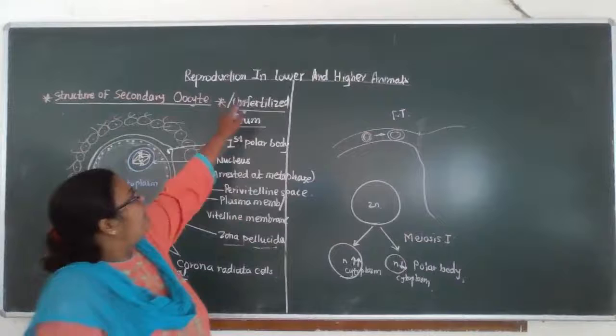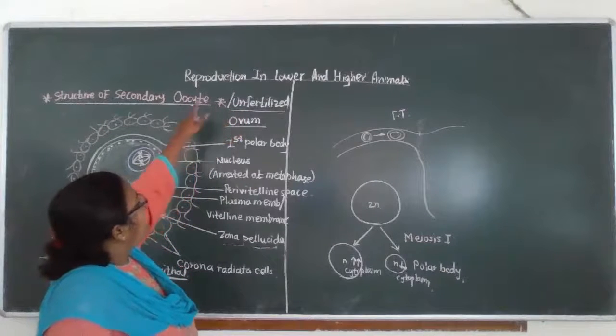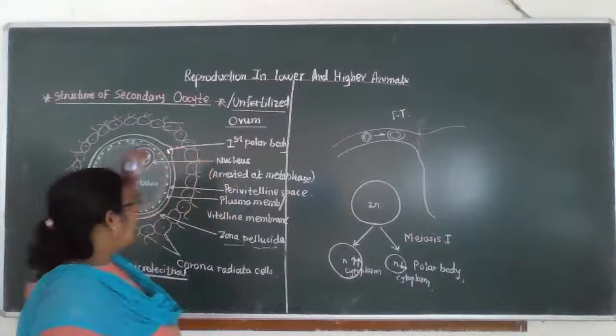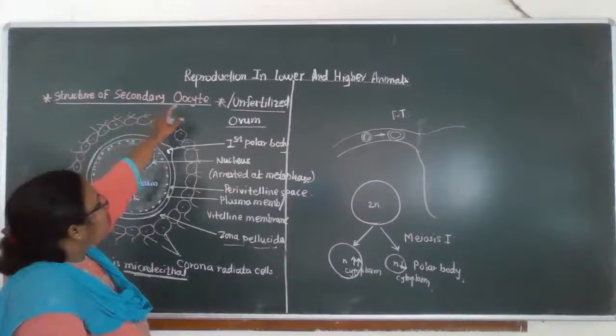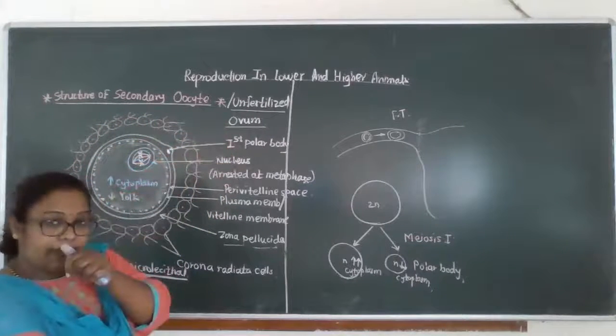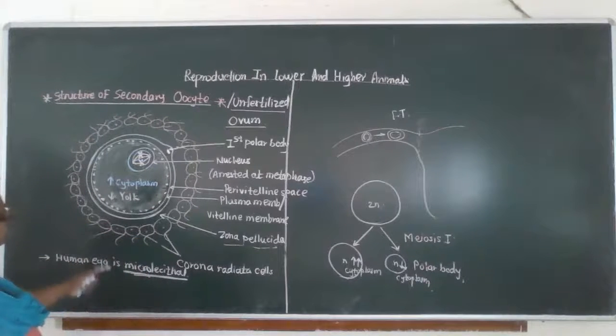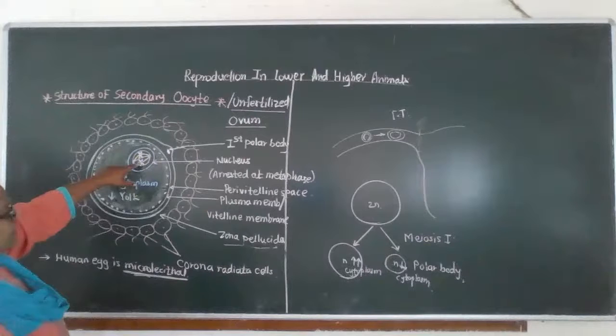So fertilized secondary oocyte is named as an ovum. Clear? So we name it as a secondary oocyte, an unfertilized ovum. Clear, everyone? Okay, so the next one. It is arrested at metaphase.